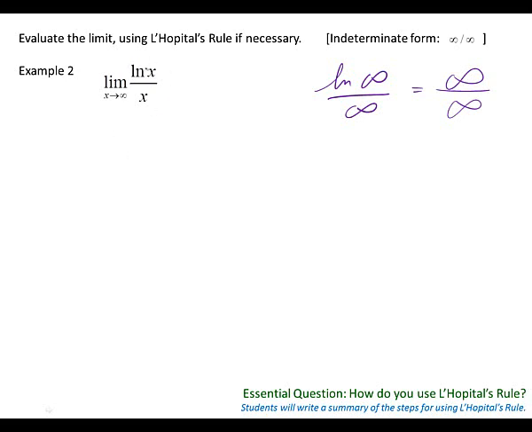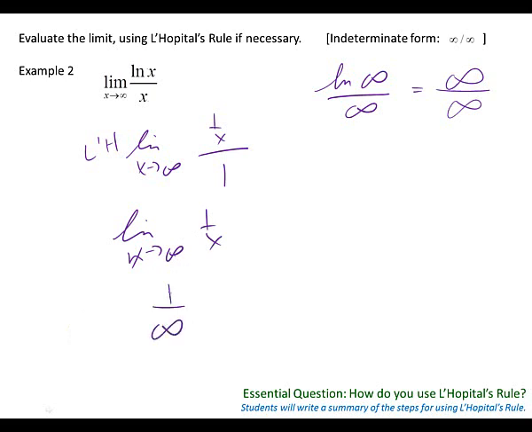So I am going to take the derivative of the top and the derivative of the bottom. Okay, so what's the derivative of the top? 1 over x. I haven't taken a limit yet, so I've got 1 over x over, what's the derivative of the bottom? 1. So really what I have is the limit as x approaches infinity of 1 over x. Okay, I'm going to go ahead and sub the infinity in now. What's 1 divided by a giant number? 0.